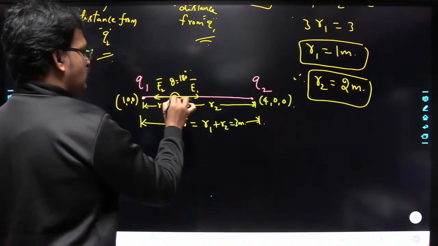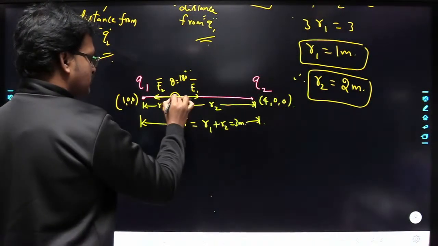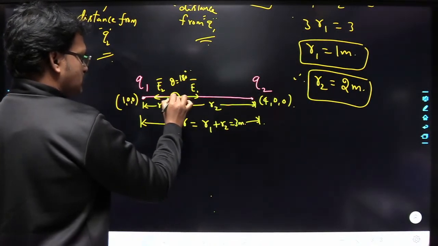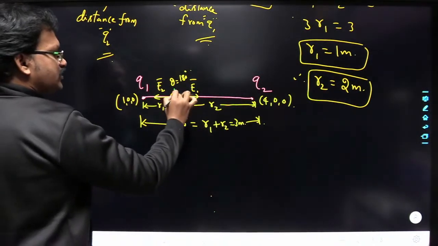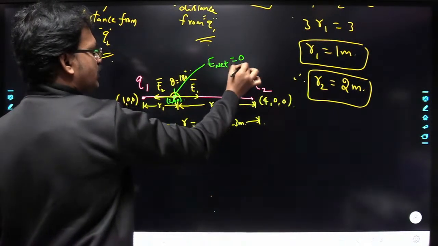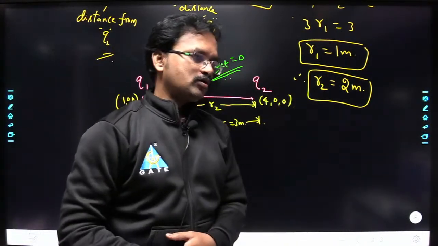And this point is nothing but 2, 0, 0. So this is the point where the net electric field is going to become equal to 0. The net electric field is going to become equal to 0.